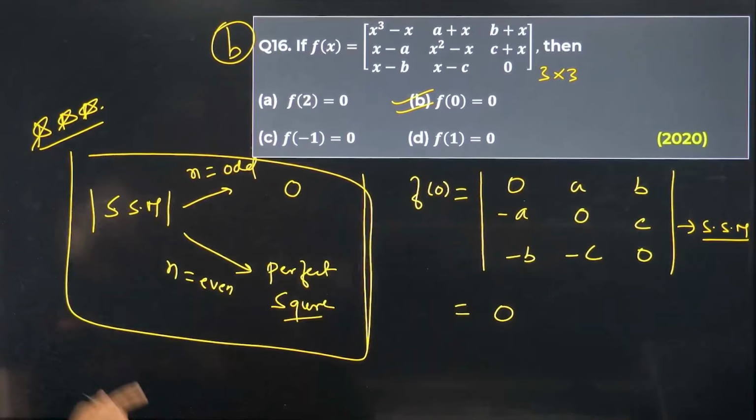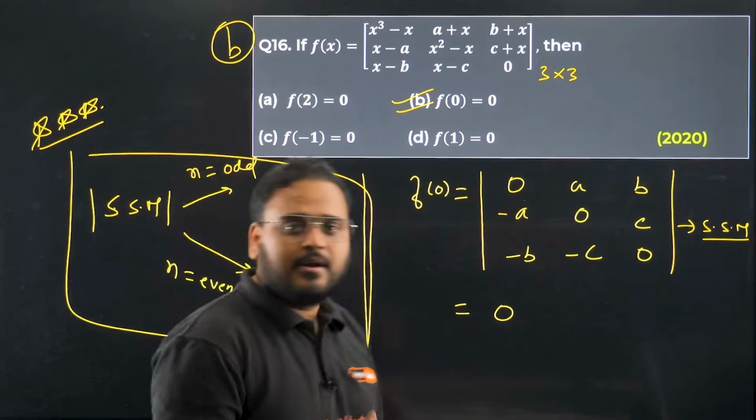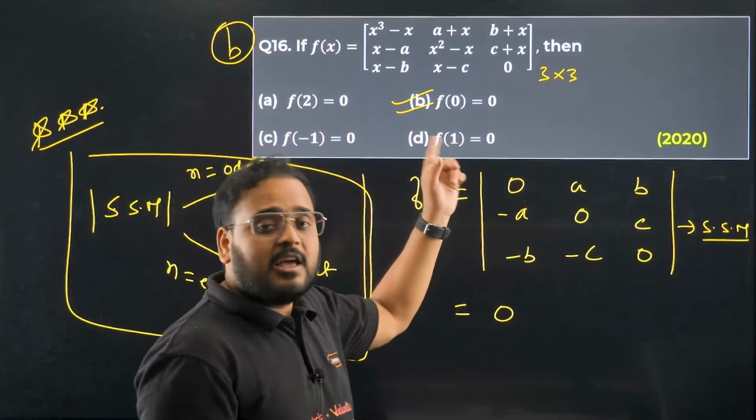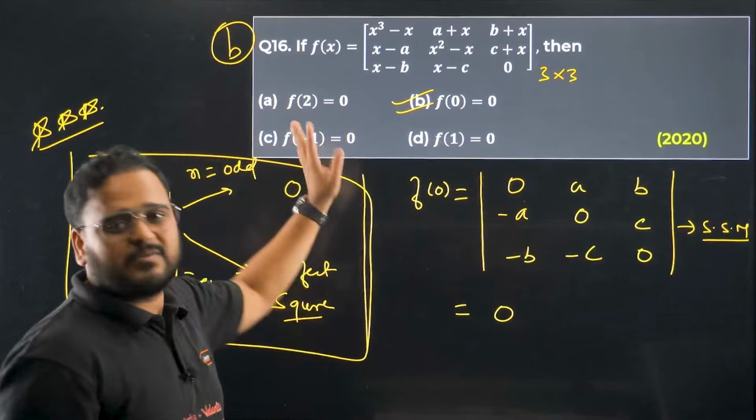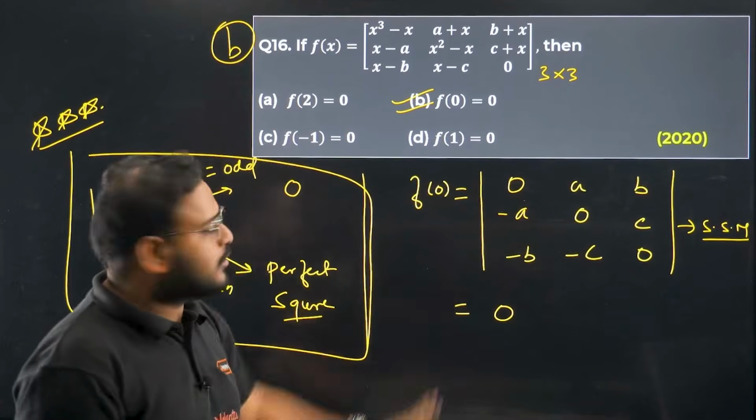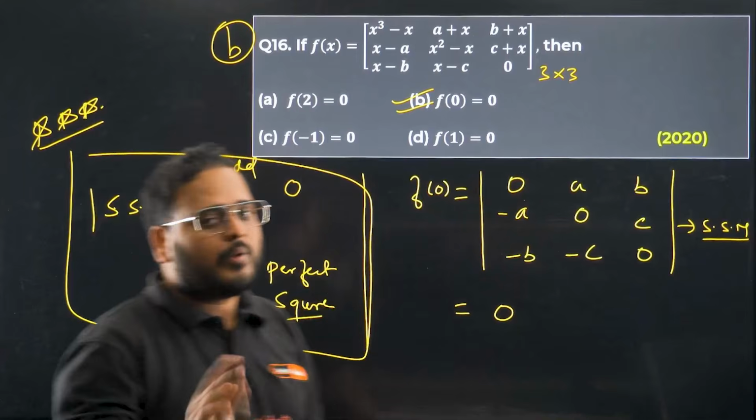Question number 16, B is correct. Okay, no need to check other options. If it was not true, then we'll go for the other options. Then you go for F1, F minus 1 and F2. But usually this is good enough for us. 16 is over. Question number 17 now.